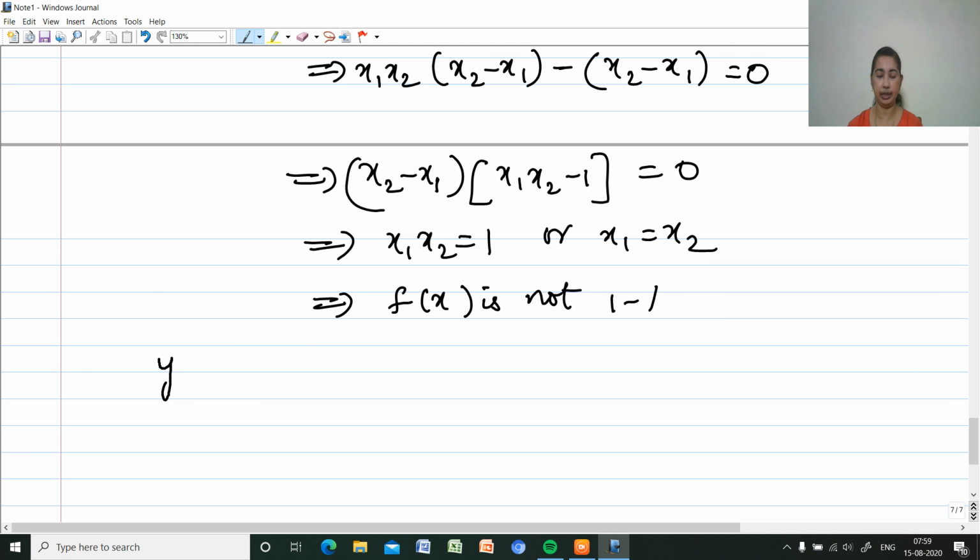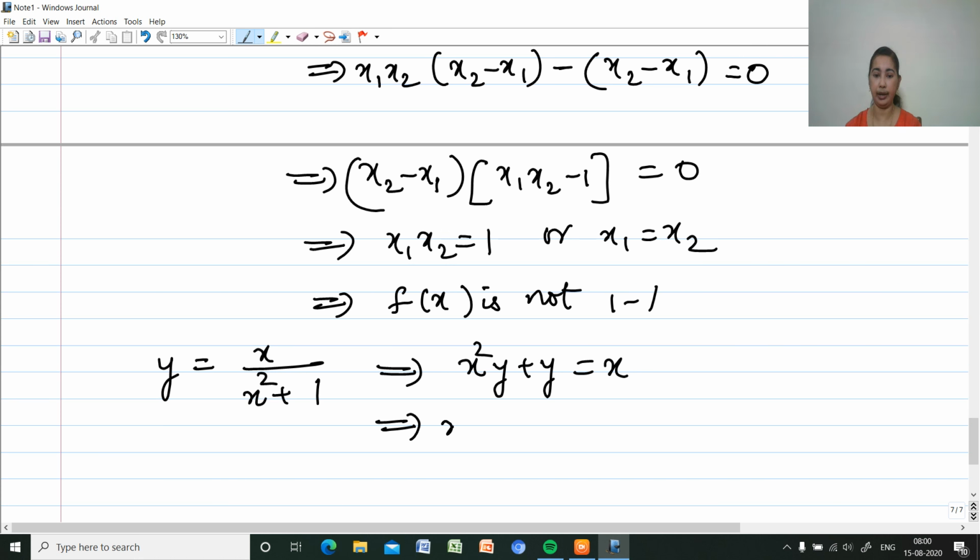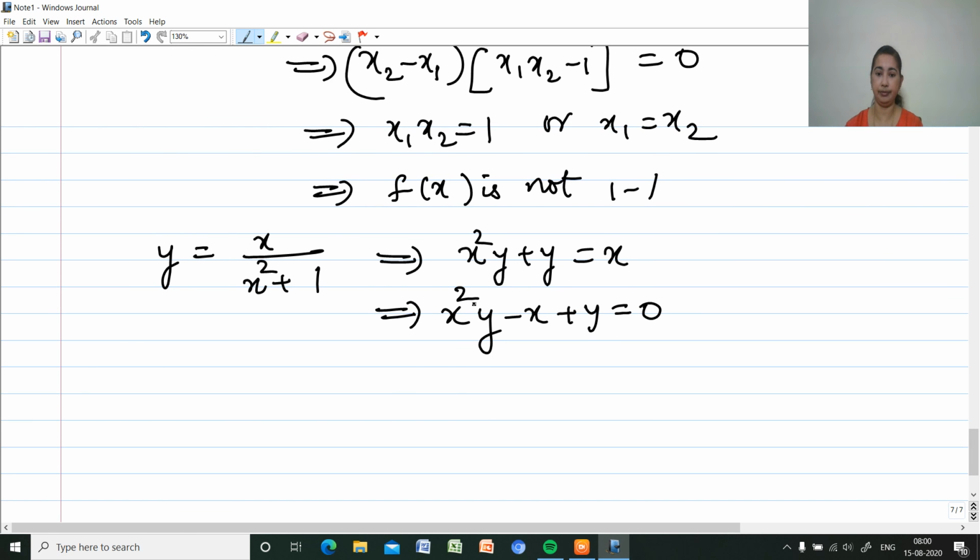For that we are taking y is equal to x by x square plus 1. Now cross multiplying, and we are going to find out where the value of y lies. So this becomes x square y plus y equal to x. I'm writing it as a second degree equation, x square y minus x plus y equal to 0. Then if x is real, we can say that b square minus 4ac is greater than or equal to 0.